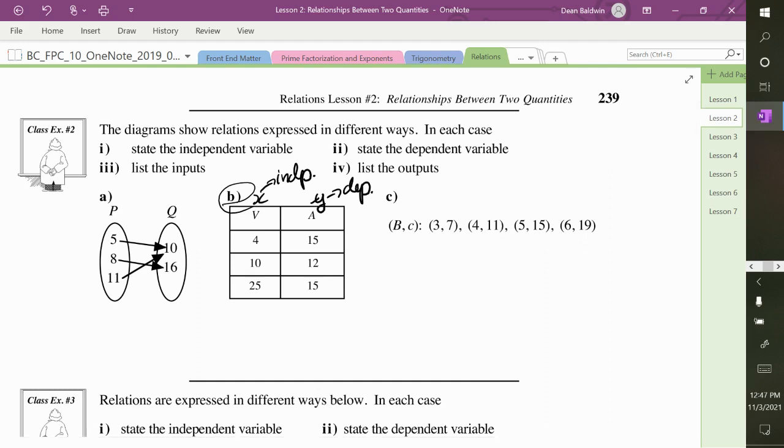Okay, what about C? C, these ordered pairs. Which is the independent variable, which is like x? The B. All right, so these are ordered pairs. It always goes x and then y. So x is the independent, and this is like your y, which is the dependent.